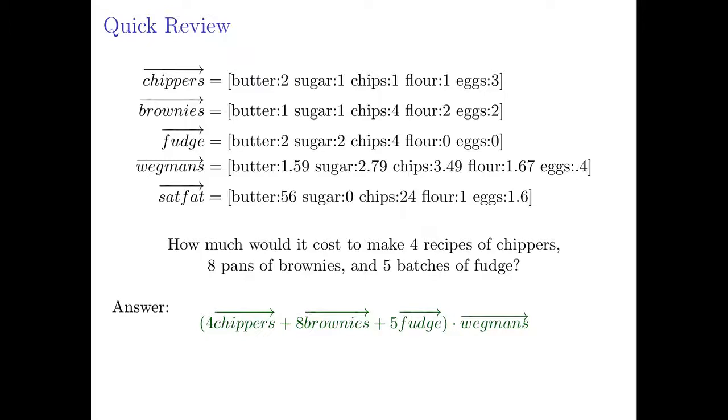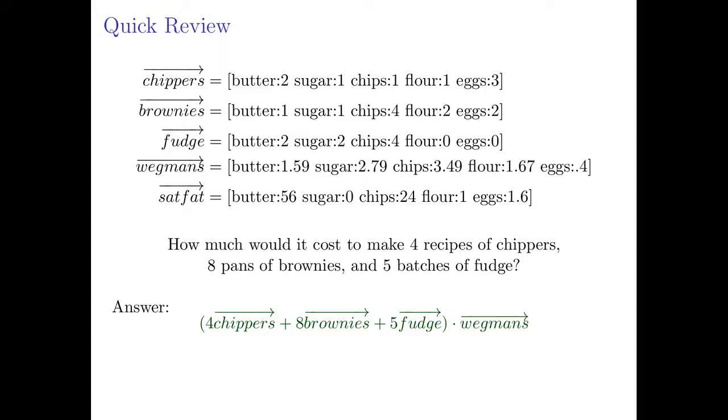And this is what I'm going to get here. So I'm taking 4 times the chippers vector, plus 8 times the brownies vector, plus 5 times the fudge vector, add all those together. That gives me my combined shopping list, which I'm taking to Wegmans. It tells me how many sticks of butter I'm going to get total, how many pounds of sugar I'm going to get total, etc. Now I'm going to dot product that by the Wegmans vector. And if you think that through, that is going to take each of the ingredients. It's going to multiply the number of them I need times the per unit cost, and then add all those up together. So you can see this thing's tailor-made for doing operations like this.